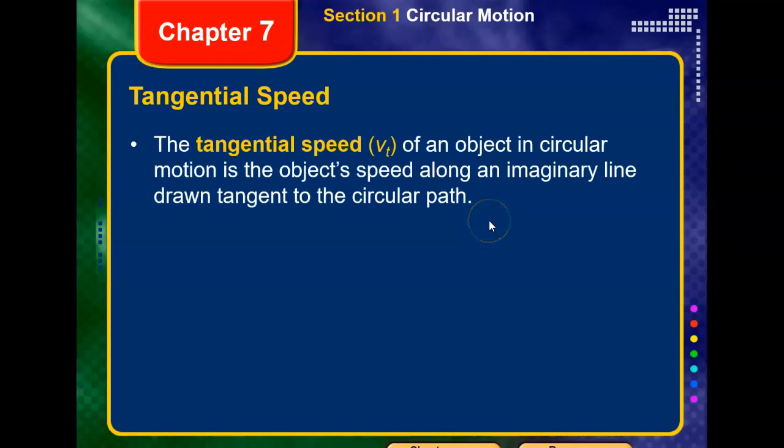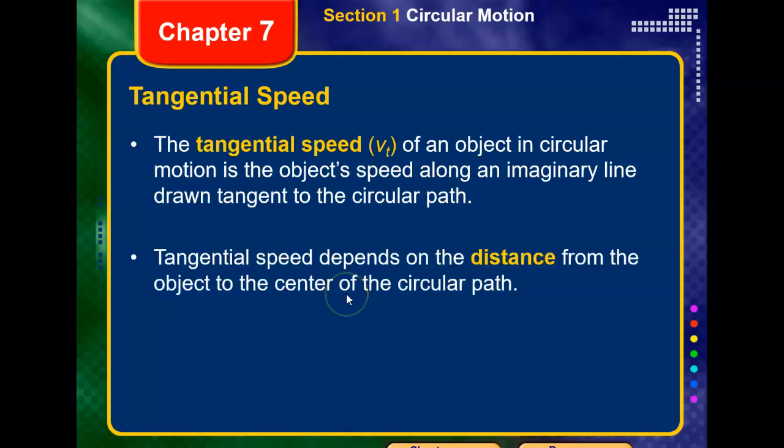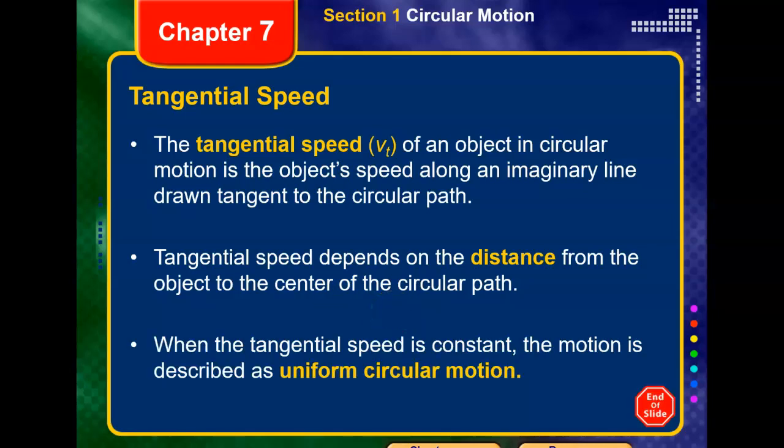Okay, so tangential speed runs perpendicular or tangent to the circular path. It's like if you cut off the object going in a circle, like if it was on a string, you cut the string, you let it go, the object could go in a straight line. That's your tangential speed. Okay, it depends on the distance from the center of whatever's rotating. And when tangential speed is constant, the motion is said to be uniform motion.